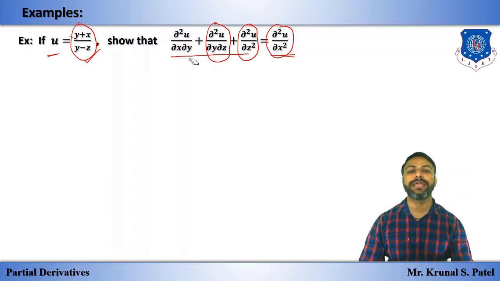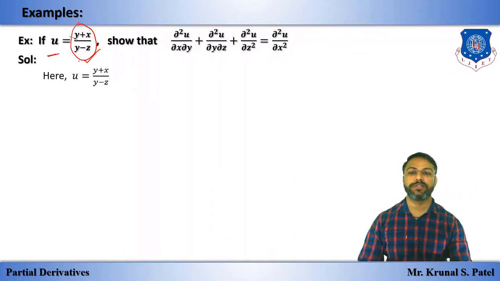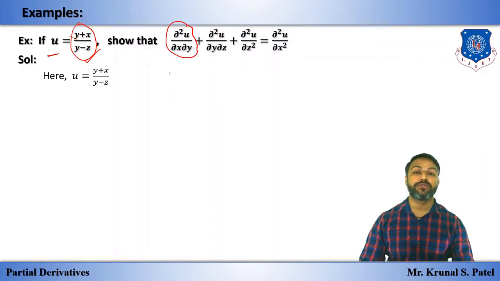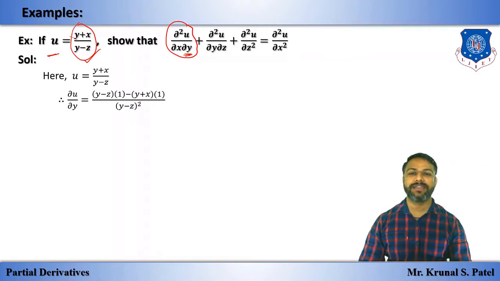Let's have a look at the example solution. So let's start with the u which is given. First we will find del square u by del x del y. That means in this form first we will differentiate with respect to y. Yes, let's have a look at the derivative.